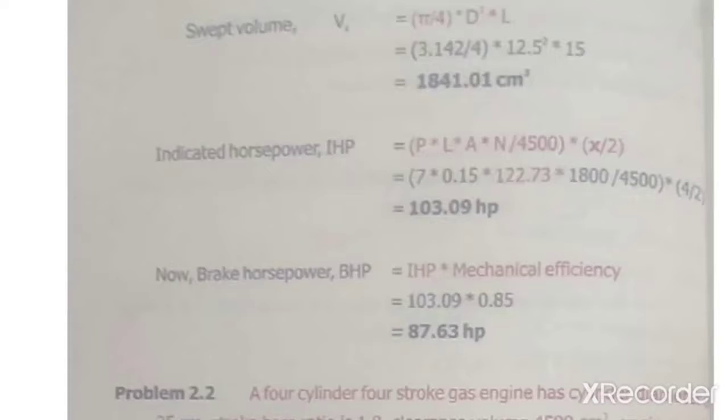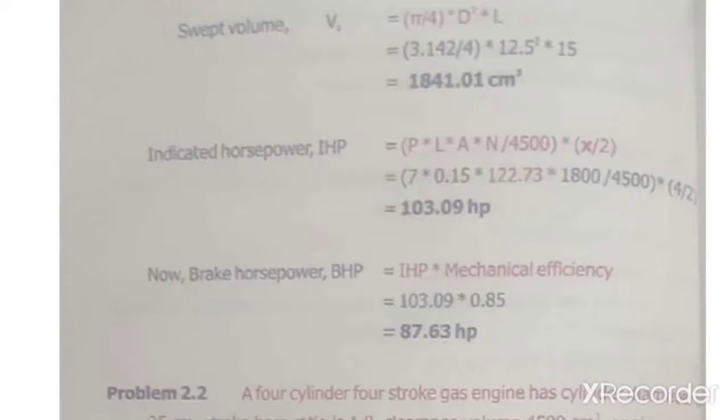After that, the formula of the swept volume Vs is equal to pi by 4 d square into L. Then after putting all the values in that formula, we get this answer. Okay, this is the final answer of the swept volume. Then next, indicated horsepower. The formula for the indicated horsepower is P into L into A into N divided by 4500 into X by 2, right? Actually we have to calculate here BHP.